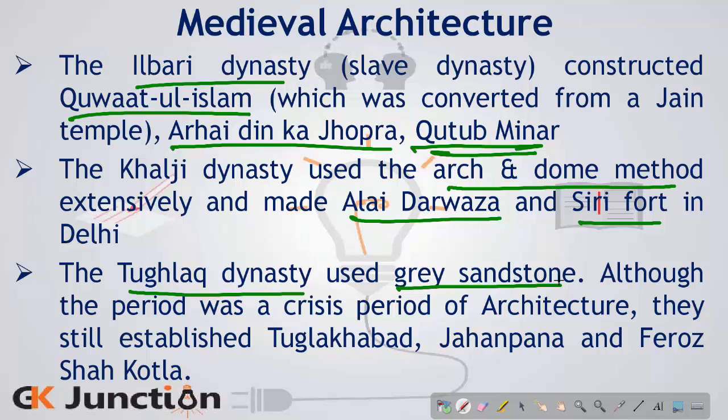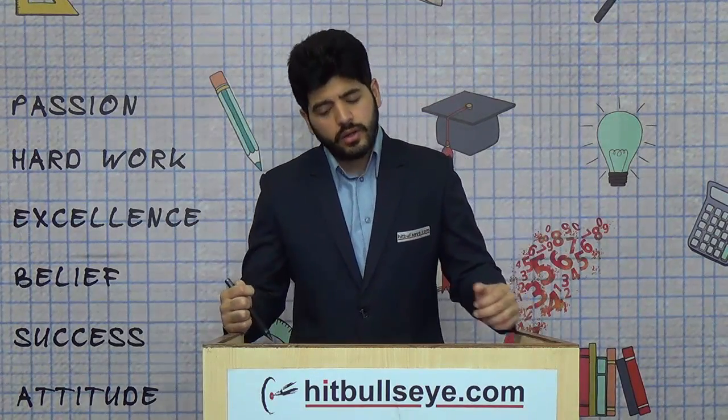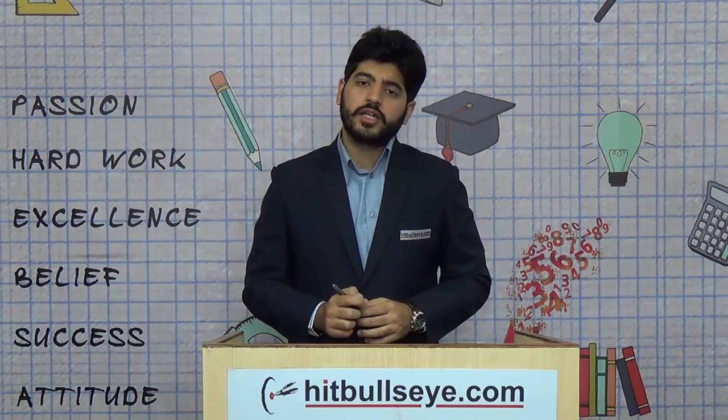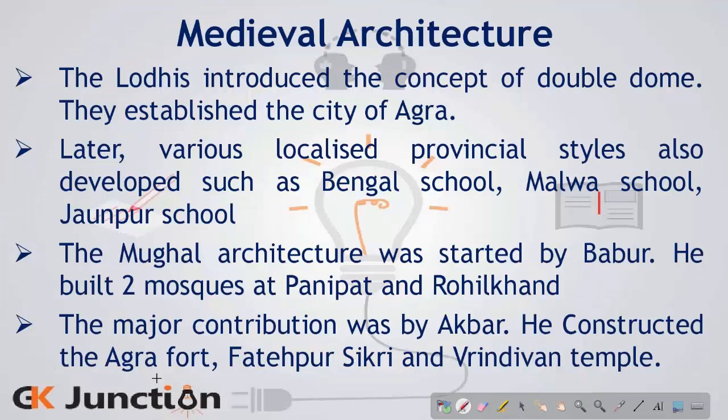And in that period, even though this was a period in which architecture was not promoted to such an extent as the others had promoted it, they still established the cities of Tughlaqabad, the Jahanpanah, and Firoz Shah Kotla. After the Tughlaqs, the Sayyids could not do much into the architectural contribution into the country because of their short span. We look into the contribution of the Lodhis.